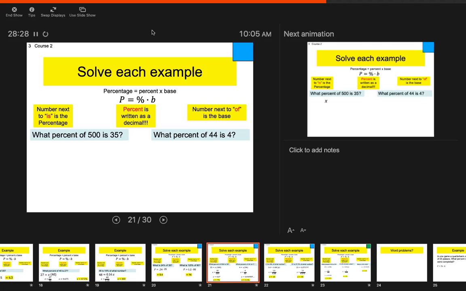So we're solving for what percent? Remember, this is the tricky one where at the end, we got to move our decimal place one more time. So B was 500 and P was 35. Grab my calculator. 35 divided by 500 is 0.07. Therefore, as a percent, that would be 2 places to the right. 7%.